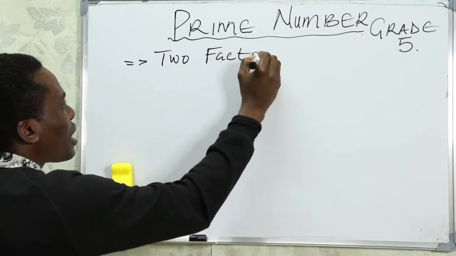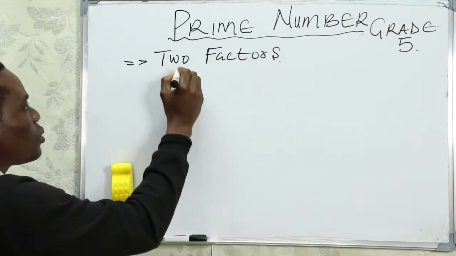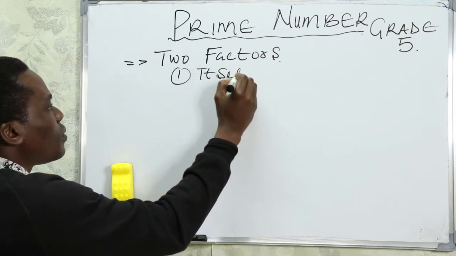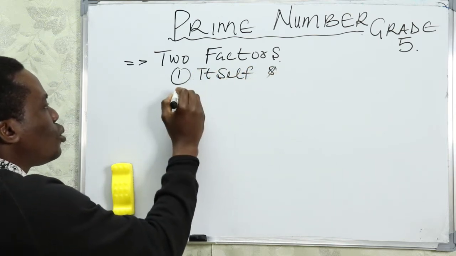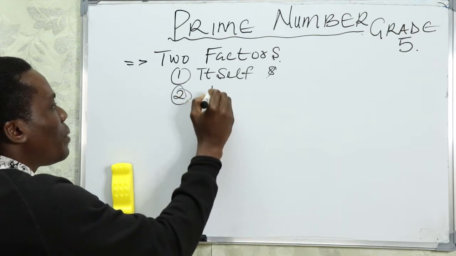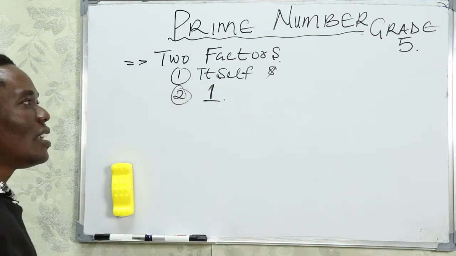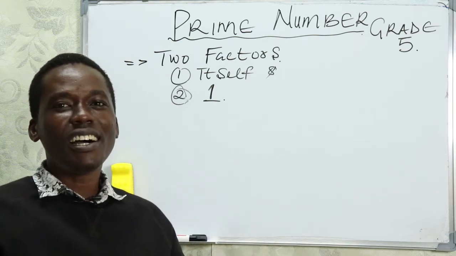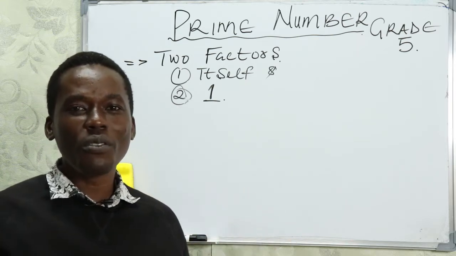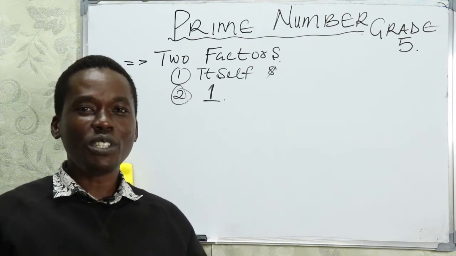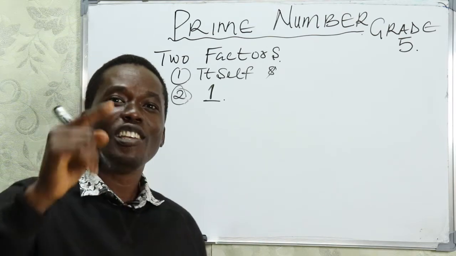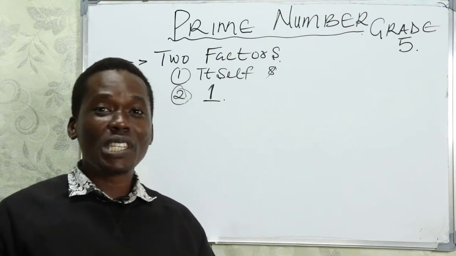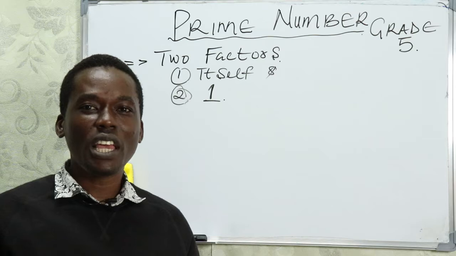So whenever we are talking about prime numbers, we talk about two factors: 1 and the number itself. Now there is a lot of question that goes around 1 being a prime number. If your teacher asks you, you're in grade 5, is 1 a prime number? What will you say? Some persons will say yes, and some persons will say no.